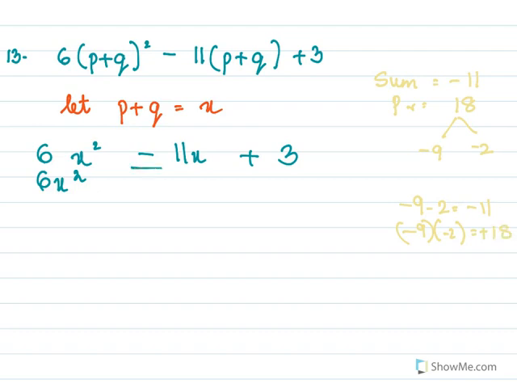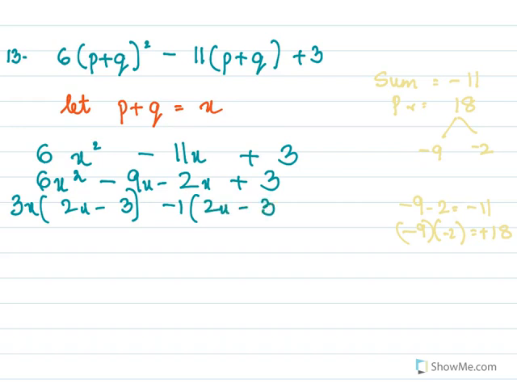So we're going to split 11x into minus 9x minus 2x plus 3. And we'll take common out. So we have 3x, 2x minus 3, minus 1, 2x minus 3. Now 2x minus 3, 2x minus 3 common out. What remains inside is 3x minus 1.